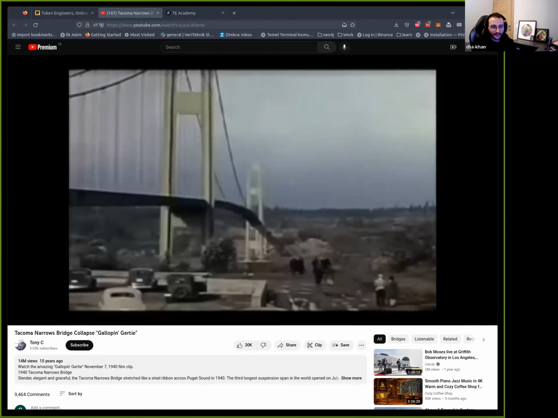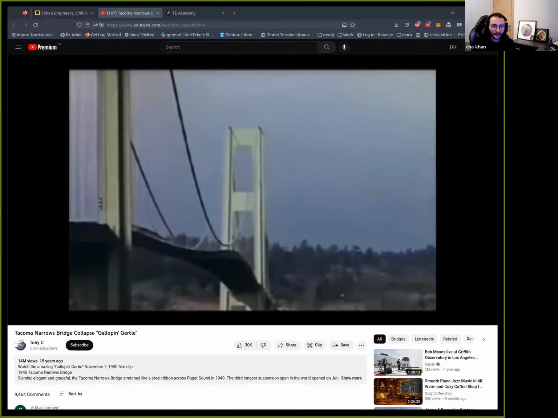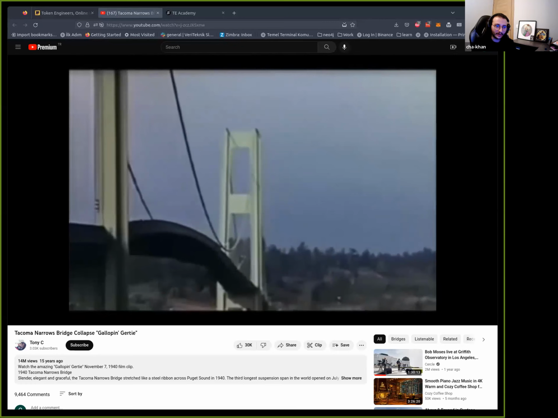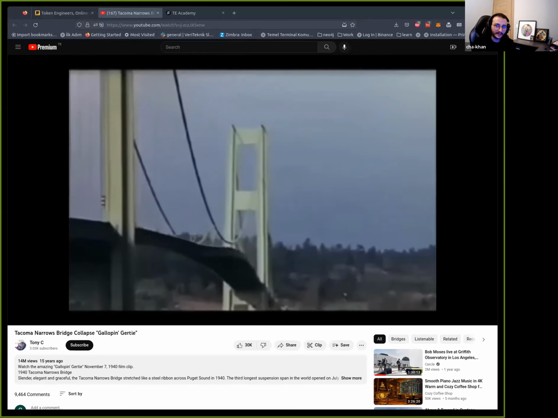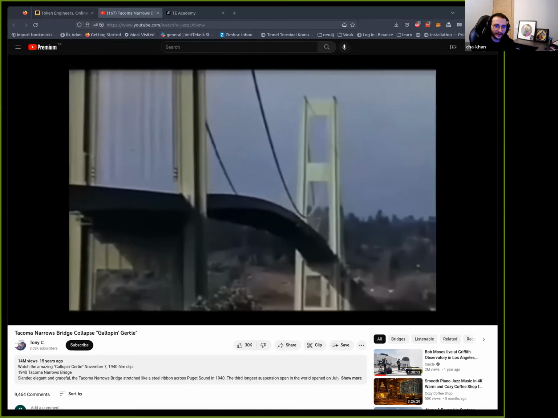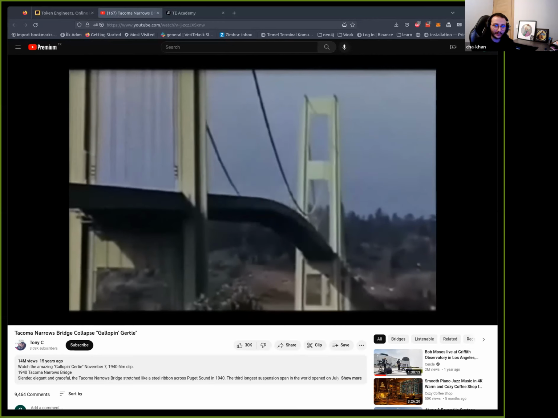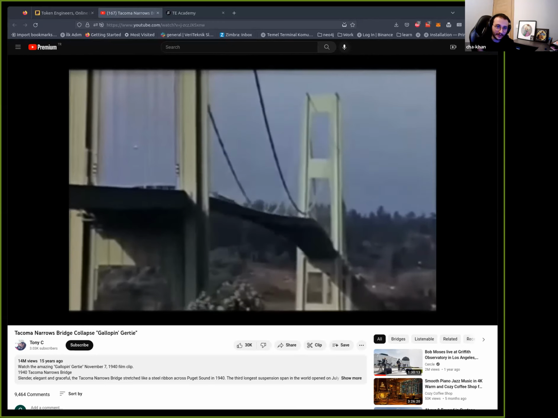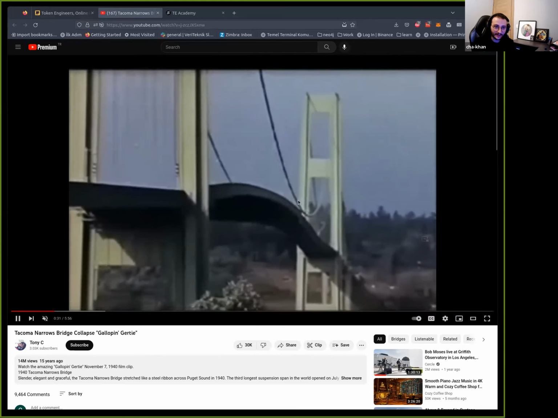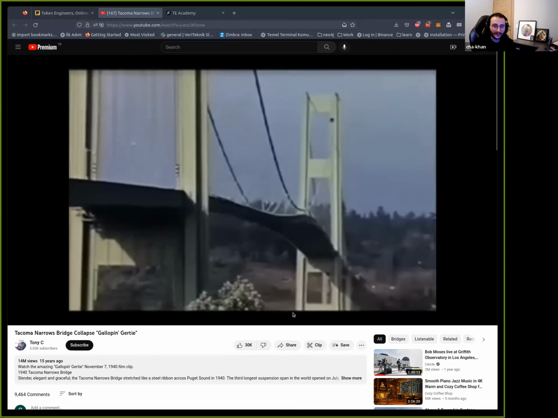So back in 1940, this film was taken, and the engineers who built this bridge didn't account for a concept called resonance. I think the electrical engineers in this call are pretty familiar with the concept. And because they didn't account for resonance, this happened and this bridge fell.